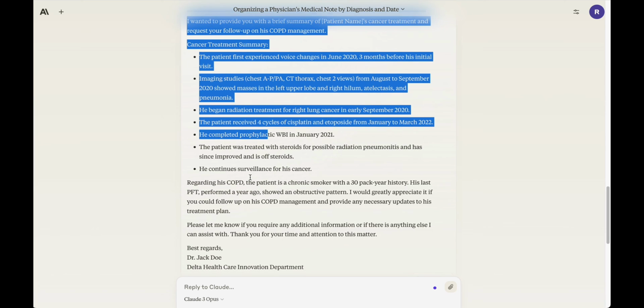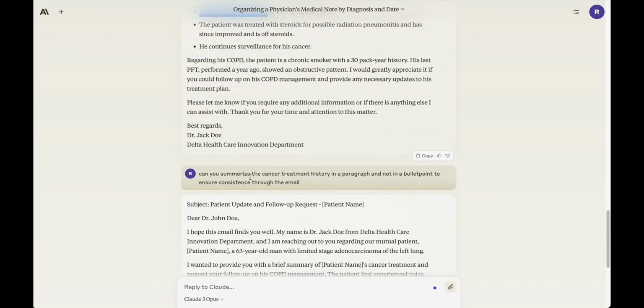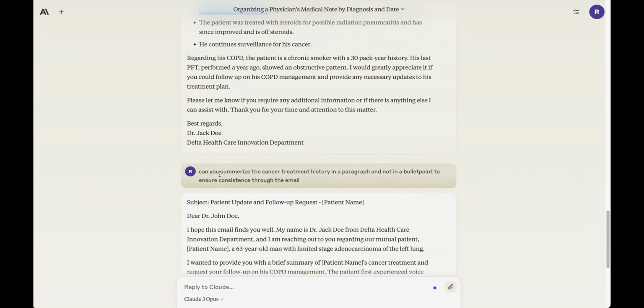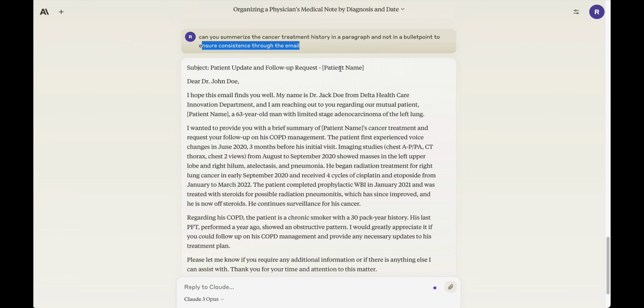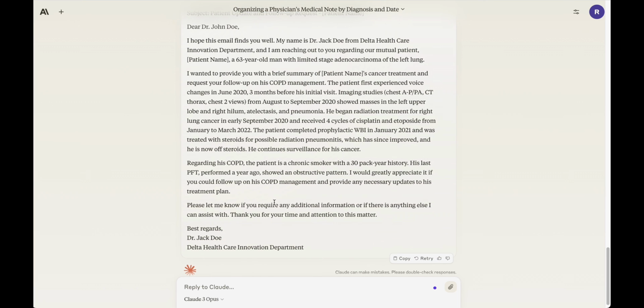Let's say I want to change this, okay? So I will tell Claude AI, can you summarize the cancer treatment history in a paragraph and not in bullet points to ensure consistency throughout the email? There is a typo there, sorry about that. Okay, so it generated an email with a proper subject line and also with a proper ending.